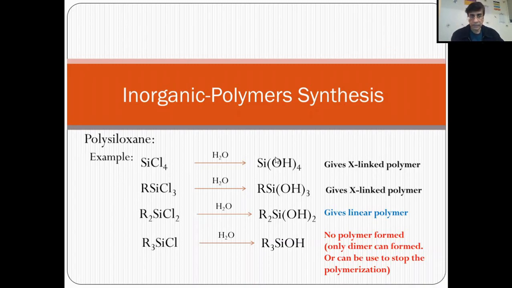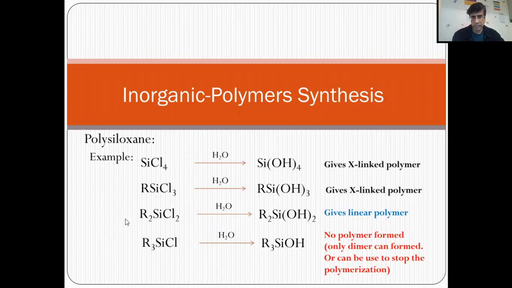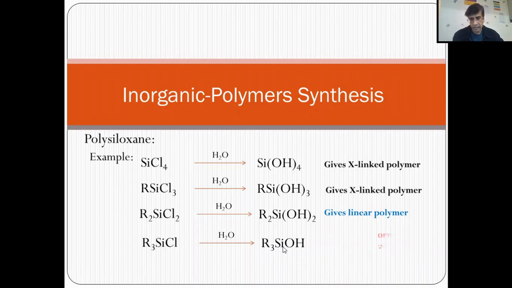Okay, so now after the hydrolysis you get this precursor, and now I'm going to show you how it is going to polymerize. Look here: this unstable silanol undergoes a condensation reaction to form a siloxane linkage. For example, I'm showing you trimethylsilicon chloride. Okay, this is the one I'm using. I'm showing you trimethylsilanol, which is this one.